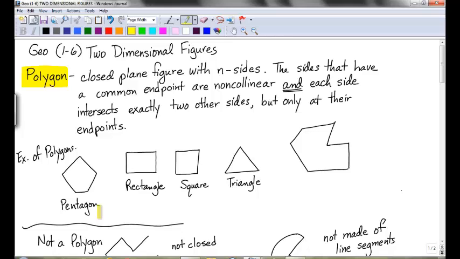Now, examples of polygons. You've worked with polygons before. When you talk about a hexagon, a rectangle, a triangle, a square, a pentagon. Okay? Those are all polygons. This one is still a polygon. It has 1, 2, 3, 4, 5, 6, 7 sides. That would be a heptagon. H-E-P-T, heptagon. Okay? If it has any curves in it, it's not a polygon. So those are examples of polygons.